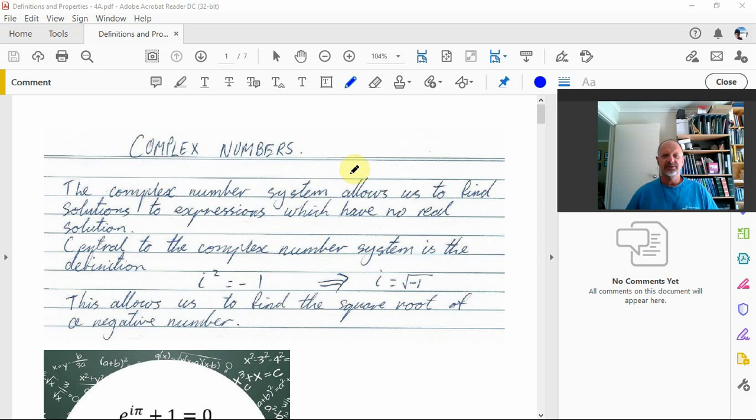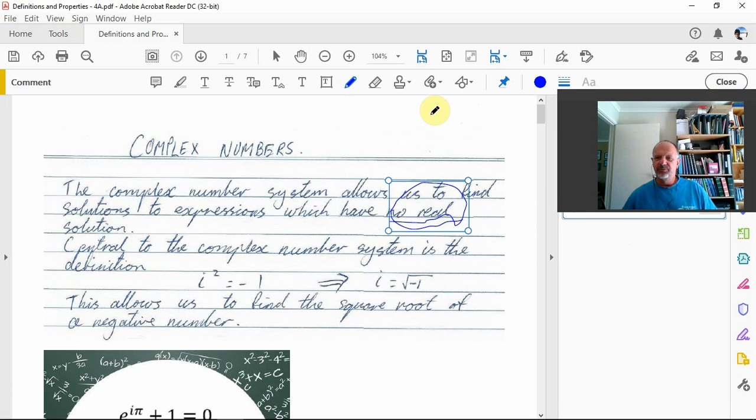So complex numbers, complex number systems, it says there. Expressions which have no real solution. We often work in real numbers only, like in Methods, for example, always real numbers. So central to a complex number system is the definition i squared equals -1. That means that i is the square root of -1. So we can use square roots of negative numbers. We can find them in the complex numbers.